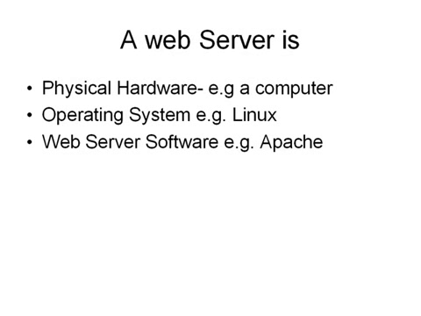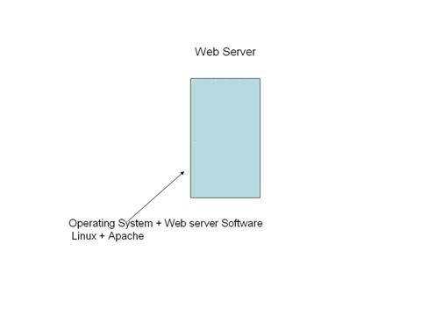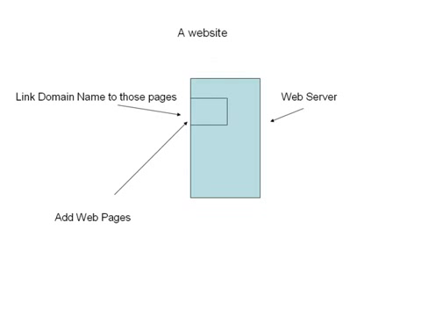So the most common combination you'll find on the internet, and the one I recommend you use, is the Linux Apache combination. Now we're going to represent that schematically just with our little blue box here. So there's a web server, as I said, running Linux and Apache. Now, to make it a website, we need to add web pages to that web server and link those web pages to a domain name.